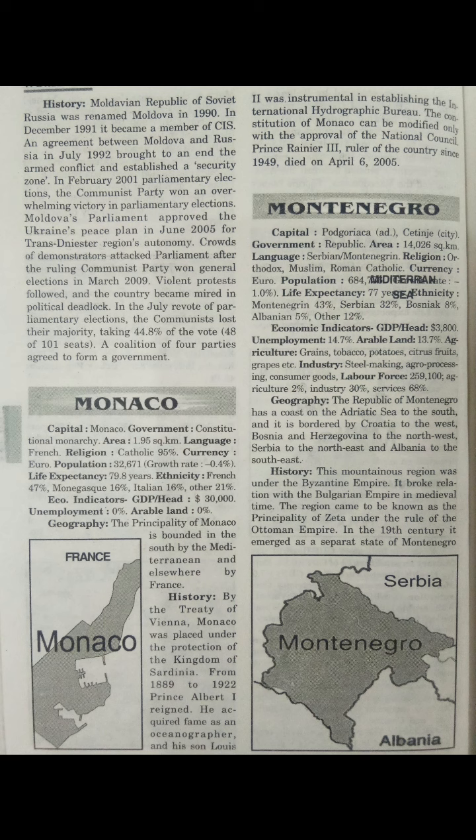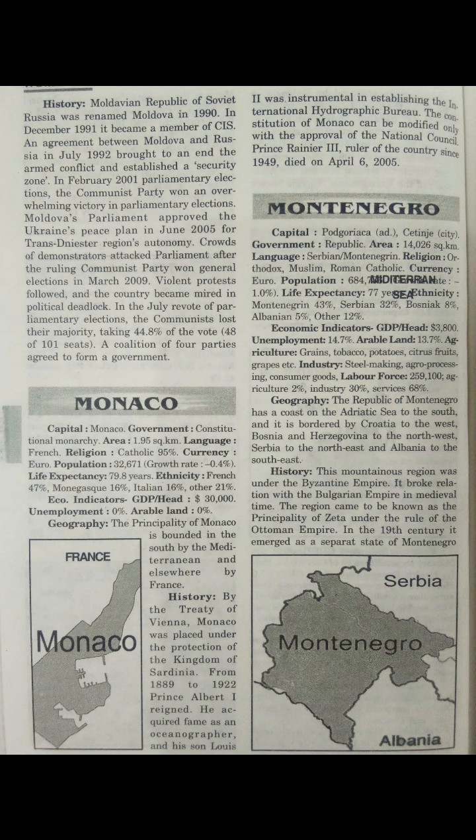From 1889 to 1922, Prince Albert I reigned. He acquired fame as an oceanographer, and his son Louis II was instrumental in establishing the International Hydrographic Bureau. The Constitution of Monaco can be modified only with the approval of the National Council. Prince Rainier III, ruler of the country since 1949, died on April 6, 2005.